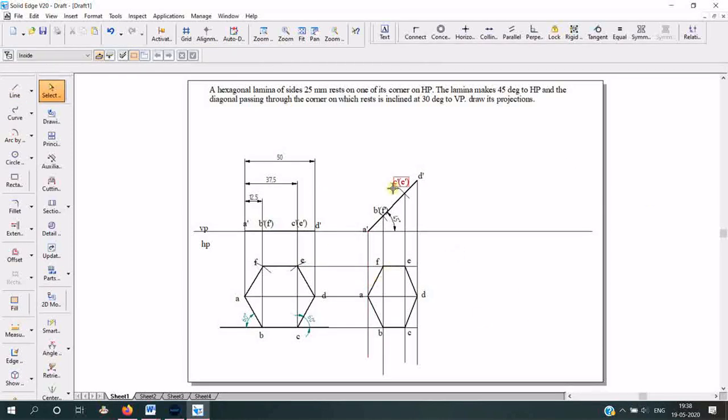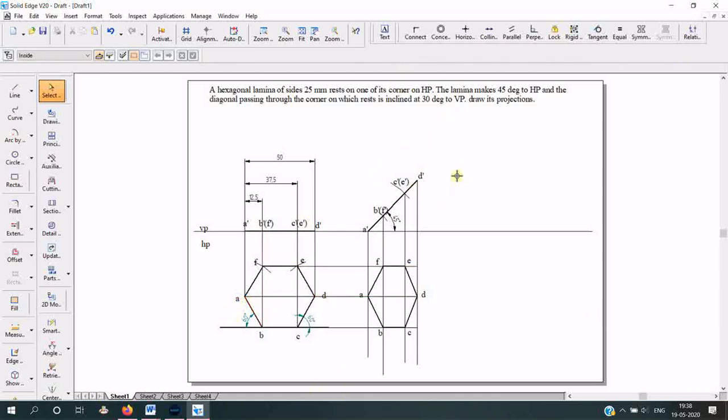So now we have constructed up to the second position, that is, the inclination with respect to HP. Now we need to come to the third position, the remaining inclination. The diagonal passing through the corner on which it rests is inclined at 30 degrees to VP. So you have to give the inclination with respect to VP now.